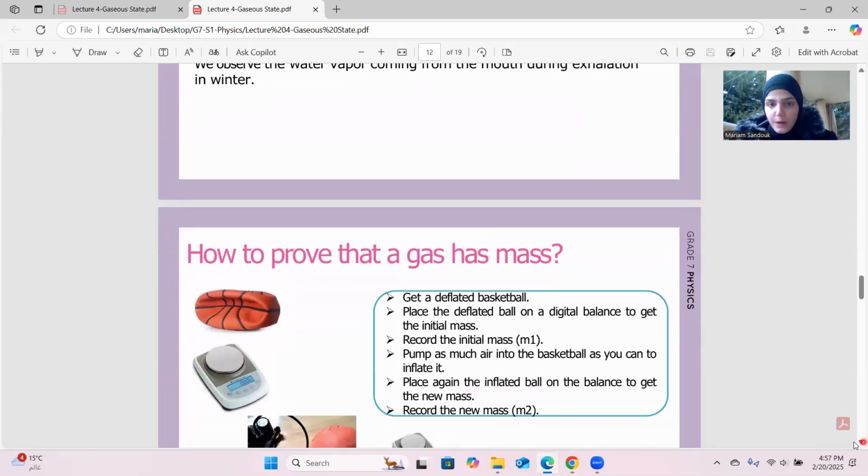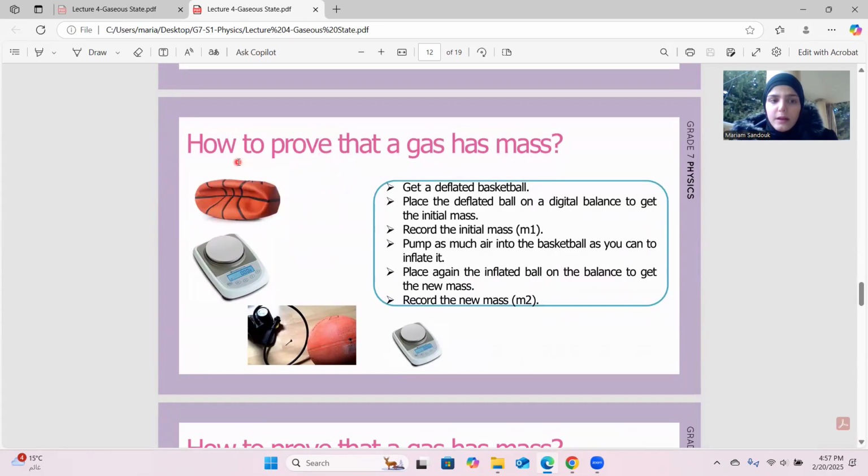So using these three experiments, or activities from our daily lives, we can know that gases are present and they exist, even though they are unseen and odorless.